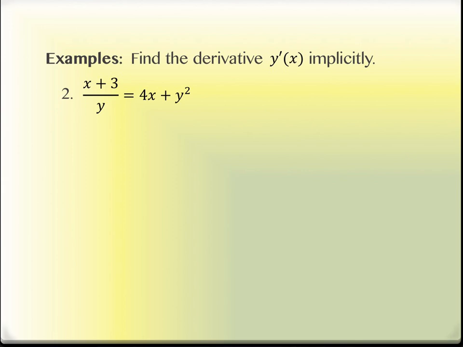Okay? So on the left-hand side, I have a quotient. The quotient rule says I take the denominator times the derivative of the numerator. So that would look like this. y times x plus 3. And then I subtract the numerator. I didn't write that right. Sorry. Denominator times the derivative of the numerator, which would be 1. Minus, and then the numerator, which was x plus 3, times the derivative of the denominator.